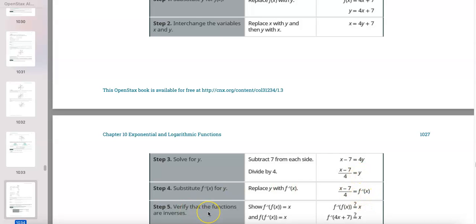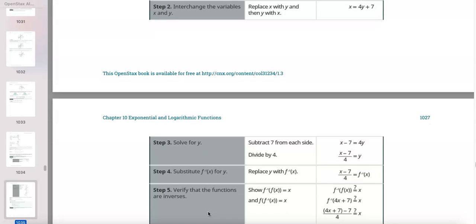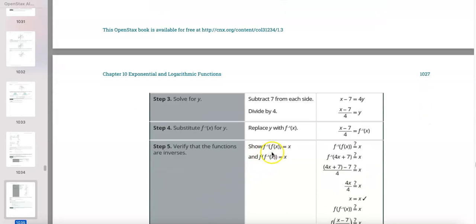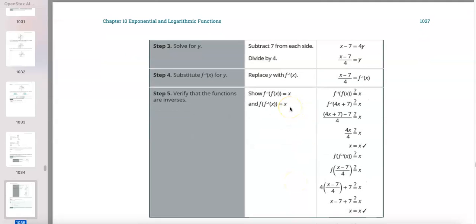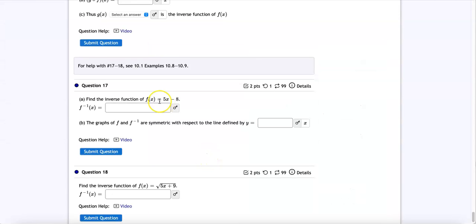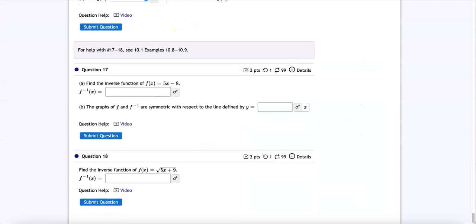And then step 5, verify that the functions are inverses by showing the function composition and how you get x. Now we don't have to do step 5 here for MyOpenMath, but what we did in the previous two problems was to work on this skill. So step 5 is covered by the previous two problems. That's how we know we have inverses. Okay, so for MyOpenMath, let's work through those steps.